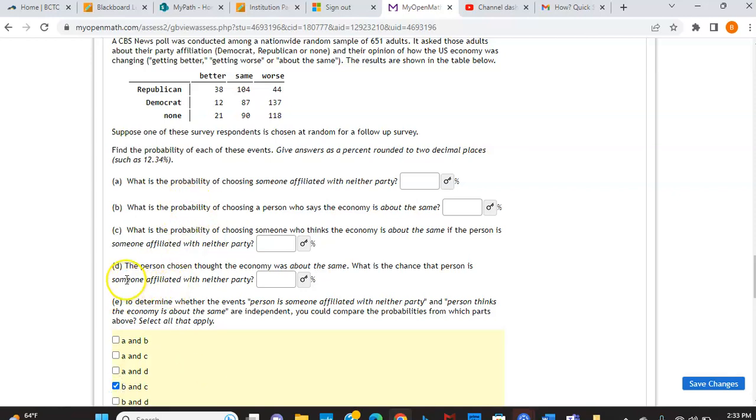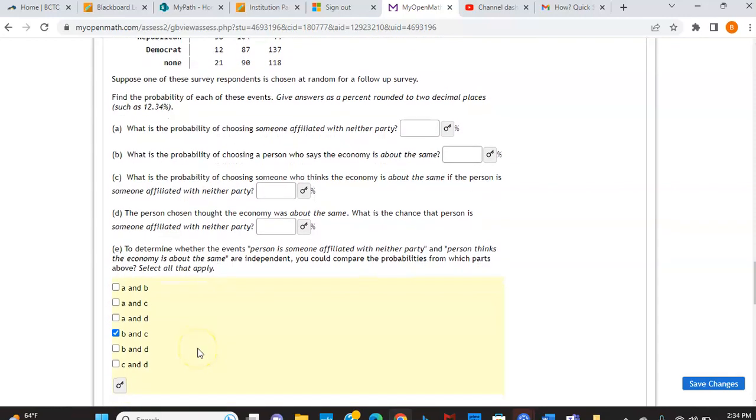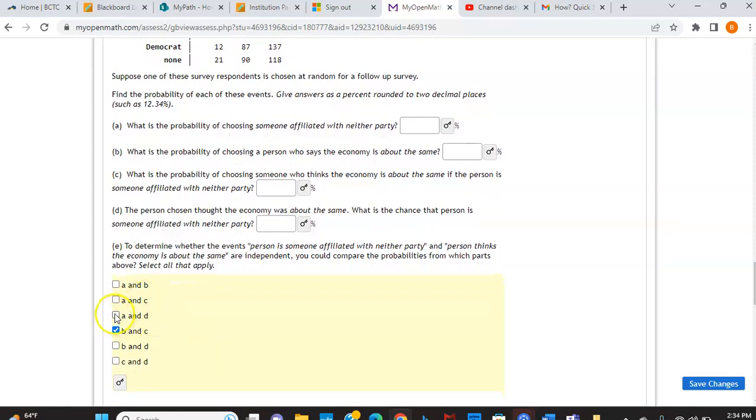And then the last one, the person chosen thought the economy was about the same. So given that it was about the same, what is the probability they're affiliated with neither party? That is going to go with A. So A and D is also one we could look at, and it is one of our choices.